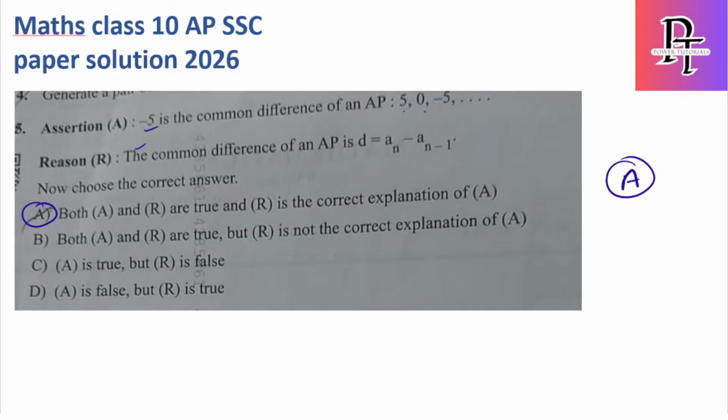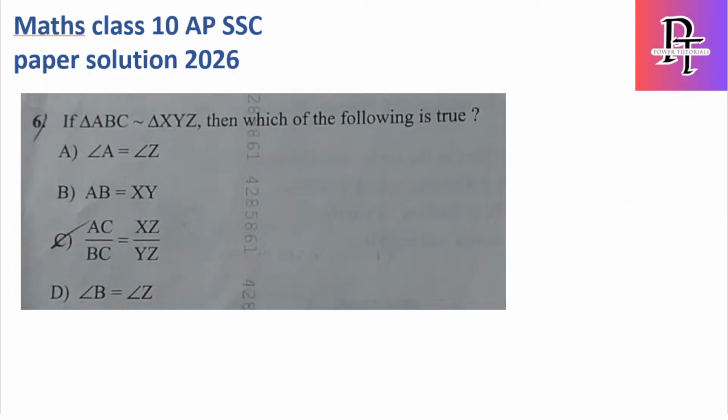Okay, let's move to the next one. So they are saying that if triangle ABC is similar to triangle XYZ, then which of the following is true? So what is the property for similar triangles? The corresponding angles are equal and the corresponding ratios are equal. So A is equal to Z? A will be equal to X, so this is wrong. AB equals XY, there is no condition that the sides will be equal. The sides can only be proportional, not equal.